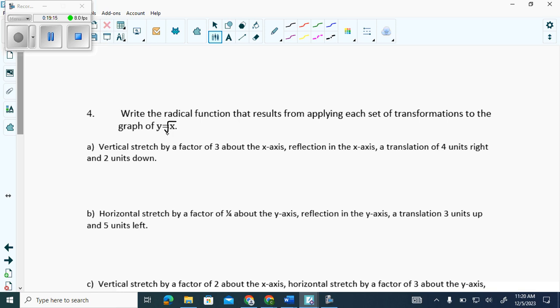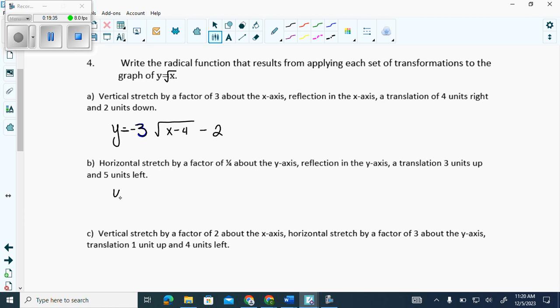Vertical stretch by a factor of 3. A reflection in the x-axis. Translation 4 units right. 2 down. Horizontal stretch by a factor of a quarter. So we're going from words to equation crossed over that arrow. So I get 4. Reflection in the y-axis, negative. Translation 3 units up. And 5 units left.